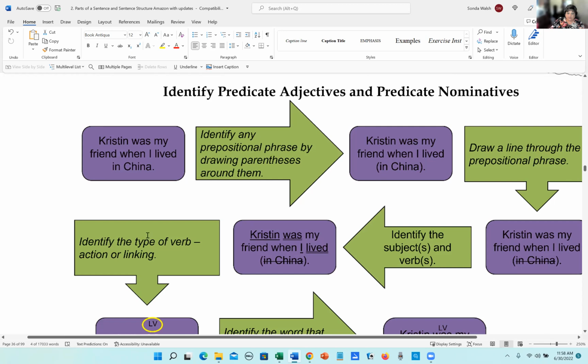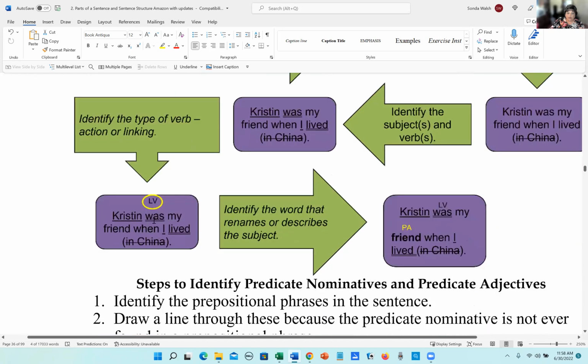Is it an action verb or a linking verb? Was is a linking verb, so we put an LV above it. Lived is an action verb. We didn't put anything on that. Then you identify the word that renames or describes the subject. So friend renames Kristen. Kristen was my friend. I could turn that around and say my friend was Kristen. It's the same concept. So takeaways from this lesson: it looks similar to a direct object.